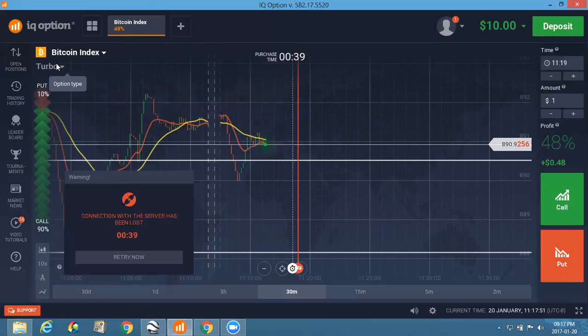Why is it always on turbo? Because turbo has trades that last from 1 minute up to 5 minutes. Binary is 15 minutes up to, I don't know when, but it starts from 15 minutes minimum. So you should always be on turbo. And here, 10 seconds interval.